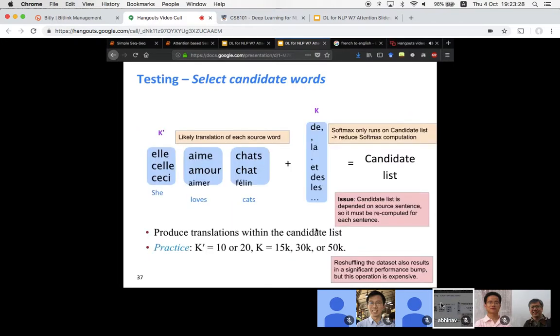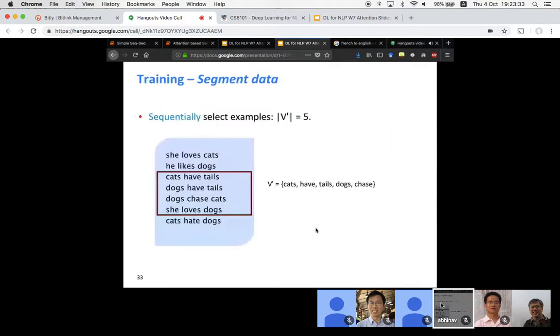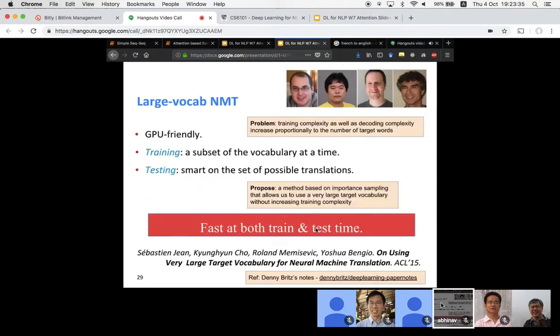So I think, is this the Blackout paper that you're looking at now? No, it's the Bengio paper about large vocab NMT. Okay, I'm reading the wrong one. I'm ahead of you. It's just the softmax portion.